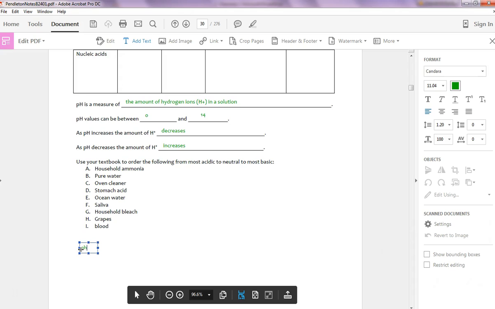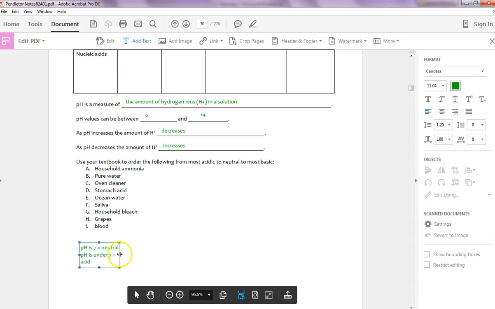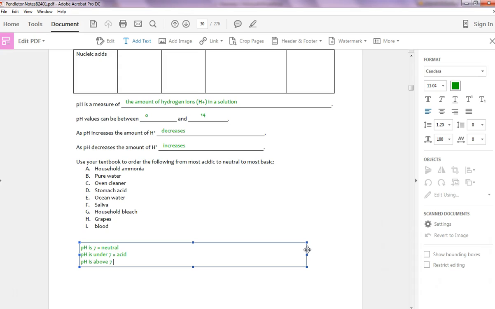Now let's add a few extra things down here. If pH is 7, then it's called neutral. If pH is under 7, then it's called an acid. And if pH is above 7, then it's called a base. A lot of times you'll also see that written as alkaline solution.